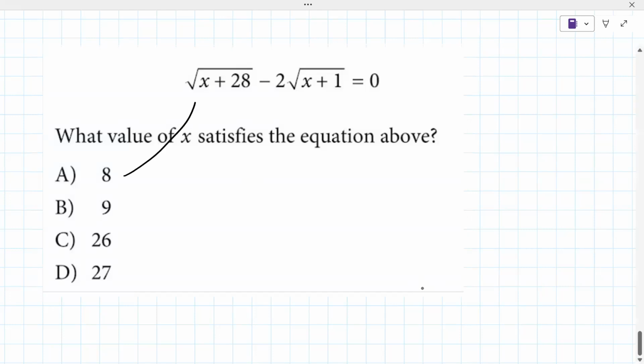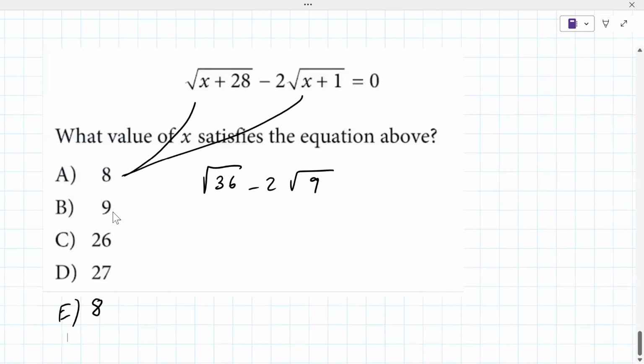What is 8 plus 28? That is 36. Can you take the square root of 36? Yes, 6. How about the square root of 9? Can you take the square root of 9? Yes, you can. What's interesting about this one is that if you try 9 plus 28, you can't do it. 9 plus 1, you can't do. 26 plus 28, you can't do. That's why it's not a great answer space, but sometimes just try the answers and see what you come up with. Okay, all right, good.